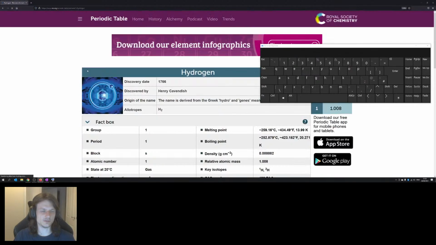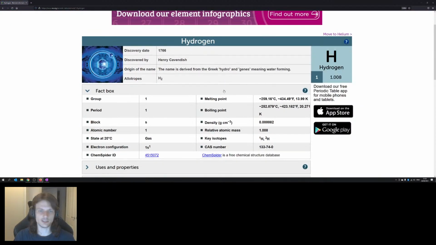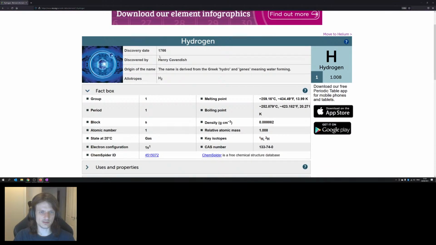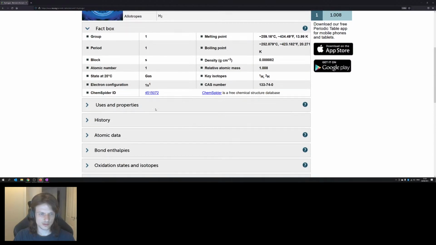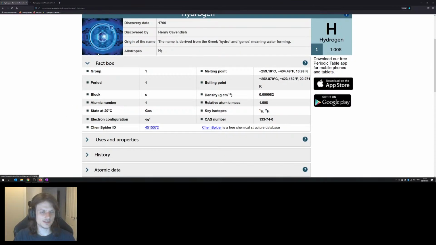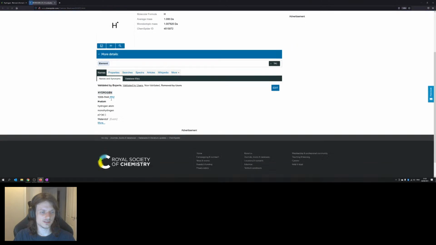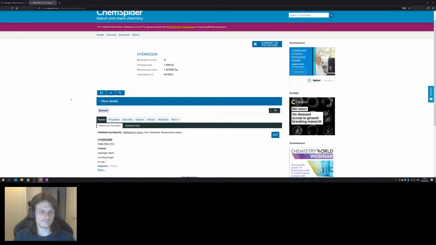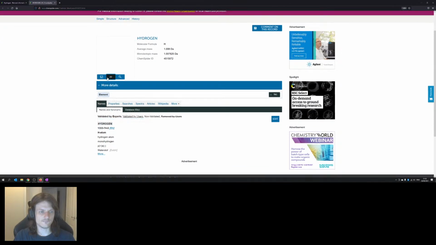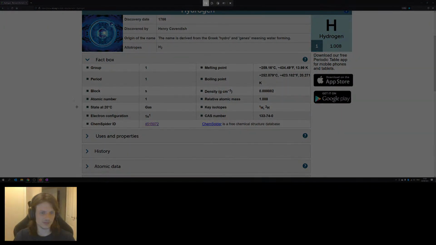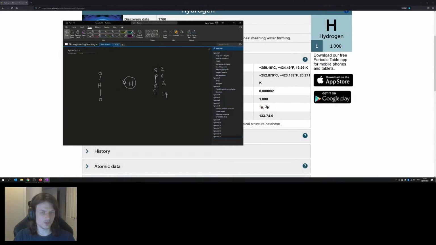I can't hold it open. If I just click it, maybe. Where is that S again? Electron configuration. Here it is, 1s1. So I need to know what that actually means, right? Let's just click this. This looks interesting. Okay. Right. Let's take a picture of that for hydrogen.